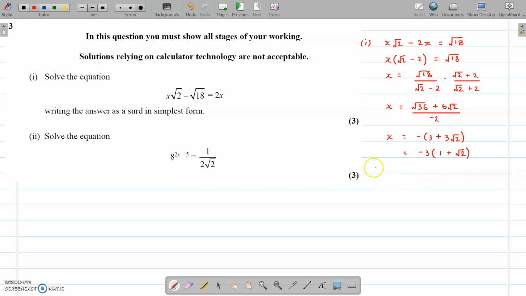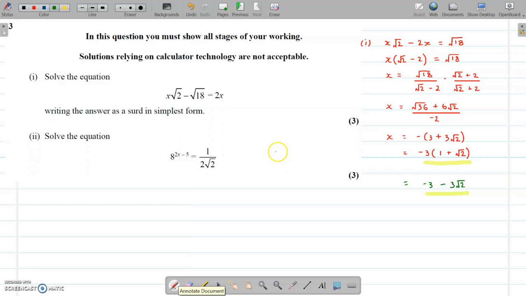Okay, and then we come on to part 2. I'll do that over here. I'll just highlight that answer there. And in fact, before we move on, I will just say that could be written as negative 3 minus 3 root 2. Generally it's preferred to have no brackets, so that would be a better answer, in fact, for that one.